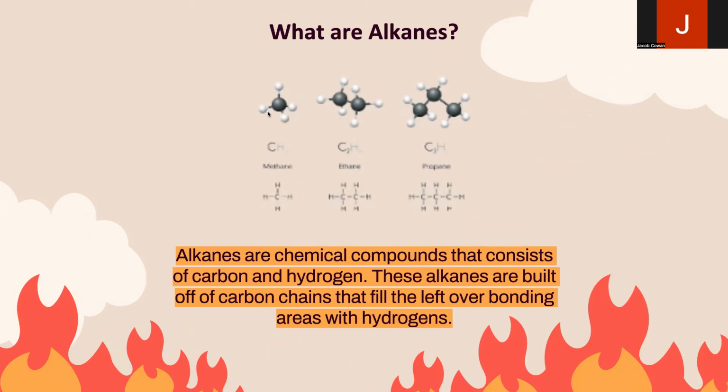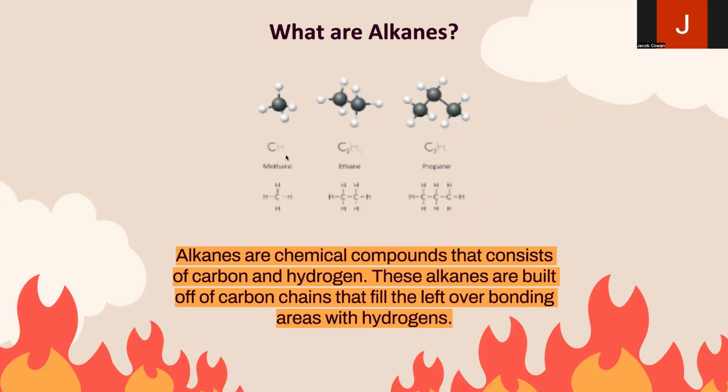So if you look at the picture here, we have our center carbon, and then it fills those four bonding areas here with extra hydrogens. But when you add another carbon in, and it's a carbon-carbon bond here, now we have three leftover bonds on each of these, and three hydrogens join on each of these, so on and so forth.